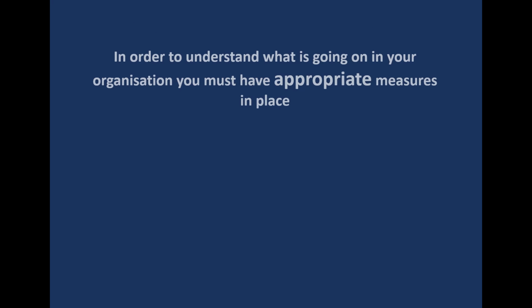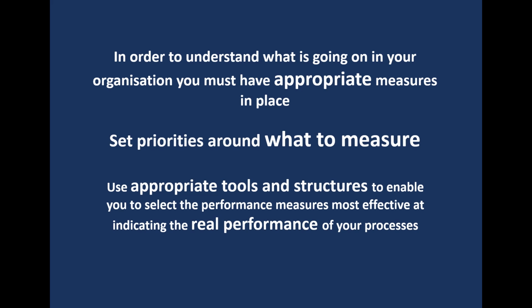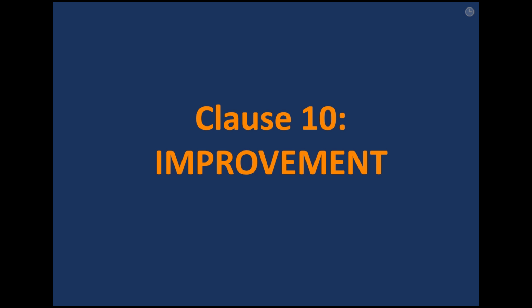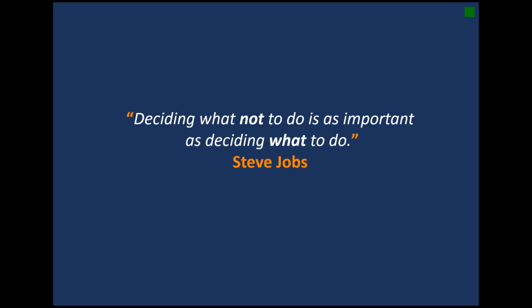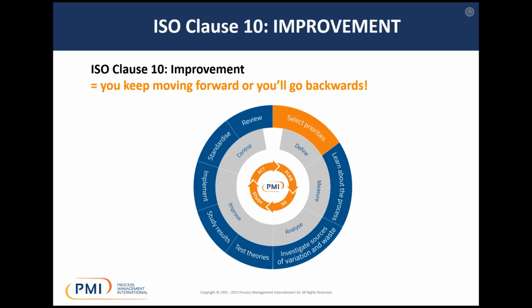All processes generate data, and you need to capture relevant and meaningful data and analyse it. Make sure you know what you're measuring and understand the results you are getting. Improvement is essential to the success of your organisation and the continued satisfaction of your customers. The PMI improvement cycle can guide you through this process, from selecting priorities for improvement right through to review the changes you have made and how to embed them for future learning.